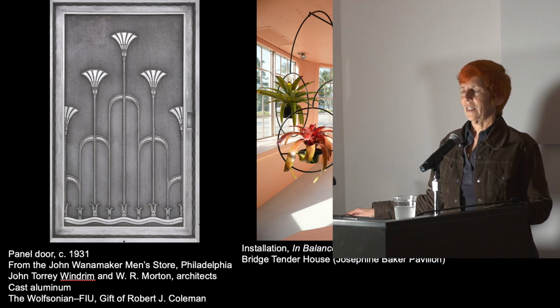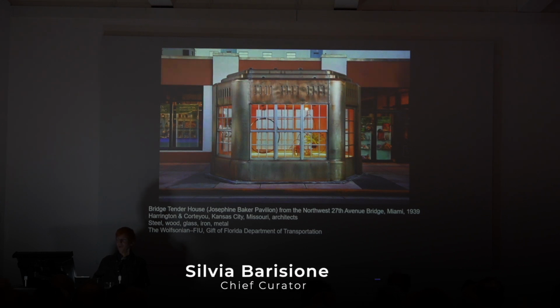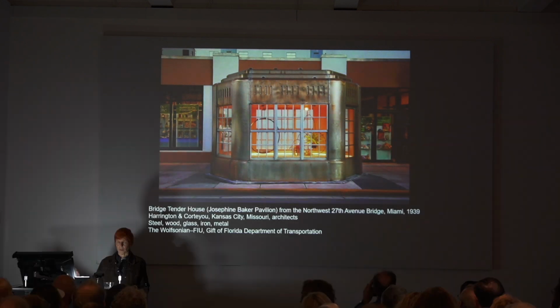And you can see it outside in our beautiful Bridge Tender House, which was saved and donated to the Wilsonian in the early 90s, when the bridge on 27th Avenue was restored, was redone, and so the Bridge Tender House is now part of our collection. It is a beautiful example of Art Deco structure that we can enjoy walking along the Wilsonian. Thank you.